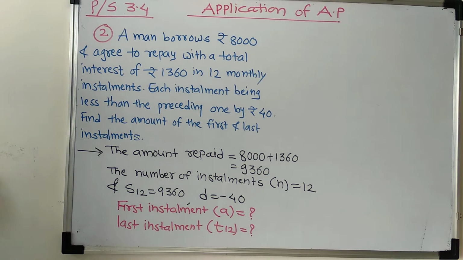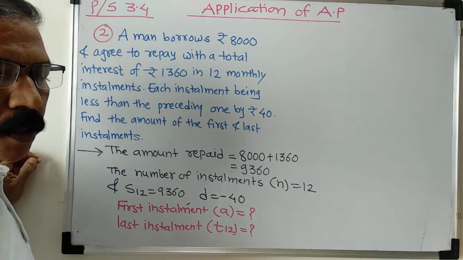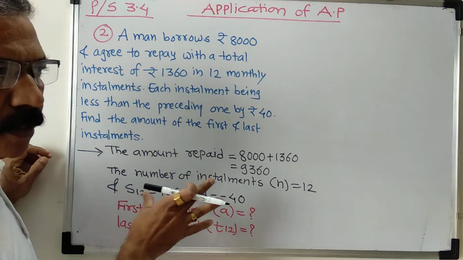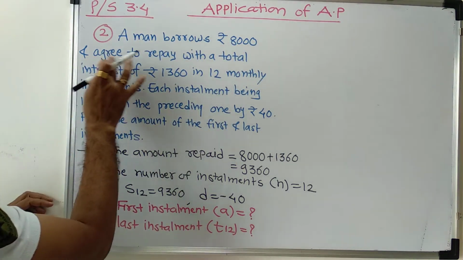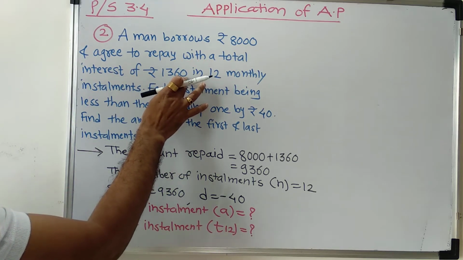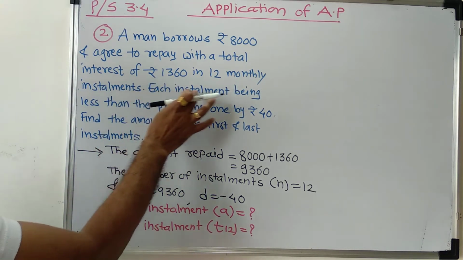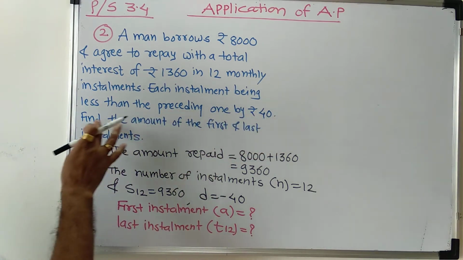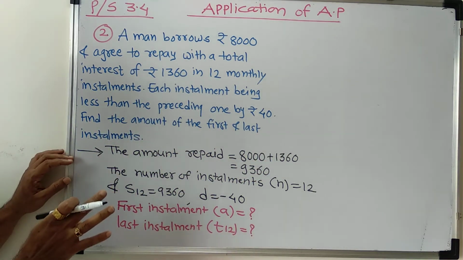Now see the second sum from the same practice set 3.4. See, I am reading the question. Always read the question 2 times in mind so that you will come to know again the given things and required things. A man borrows rupees 8,000 and agrees to repay with a total interest of rupees 1,360 in 12 monthly installments, each installment being less than the preceding one by rupees 40. Find the amount of the first and last installments.